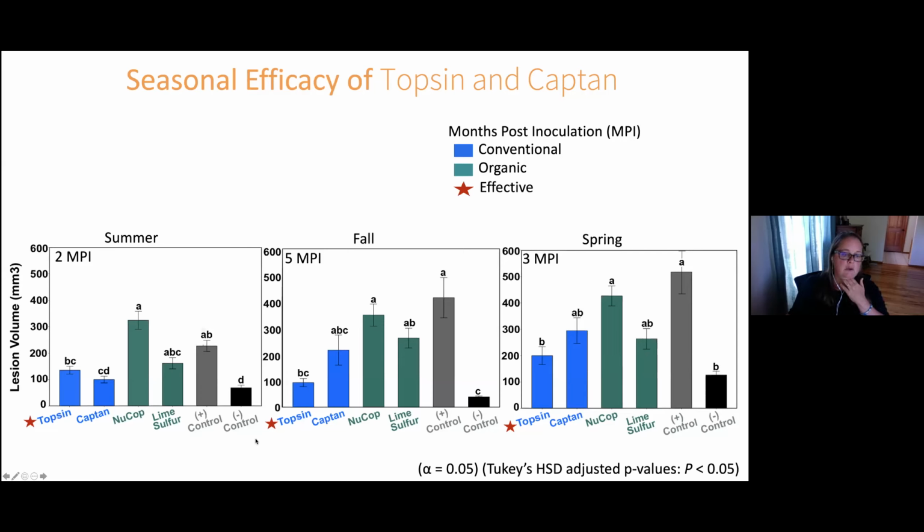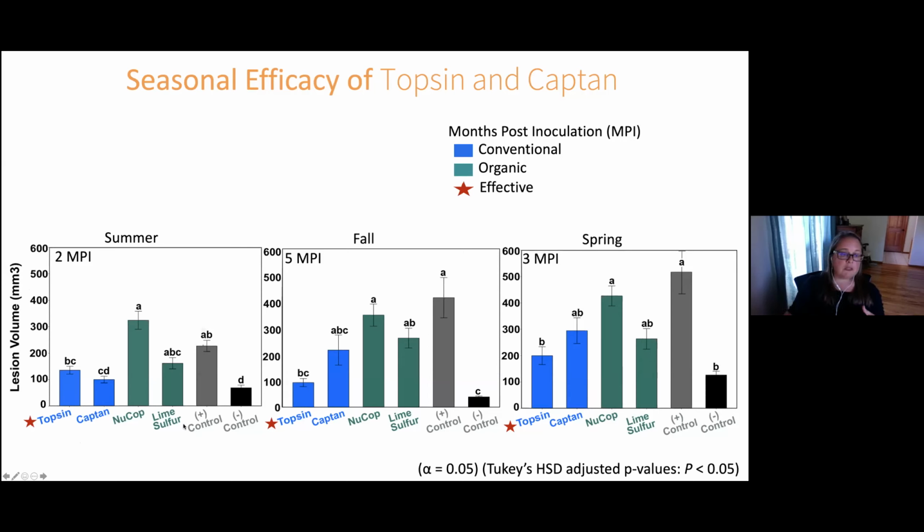So this is the chemicals on the x-axis, and this is lesion volume. Again, the smaller the bar, the better the chemical worked. The longer the bar means the lesion was able to grow even more. What we found is that Topsin really is the most effective conventional chemical that we utilized across all 3 seasons. Captan worked fairly well in the summer, as you can see here, but then that kind of fell off in the fall and in the spring.